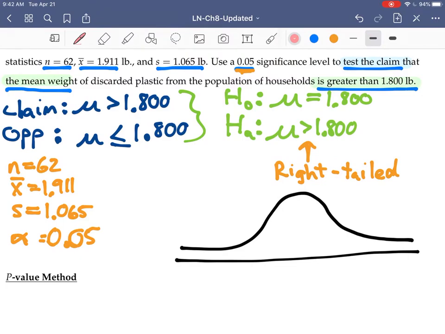And because our significance level is 0.05 and it's a right-tailed test, then we are imagining here an area of 0.05. And if we happen to live in that region, if our sample gives us something that lives in that region, then we are going to reject the null hypothesis because that is our region of rejection.